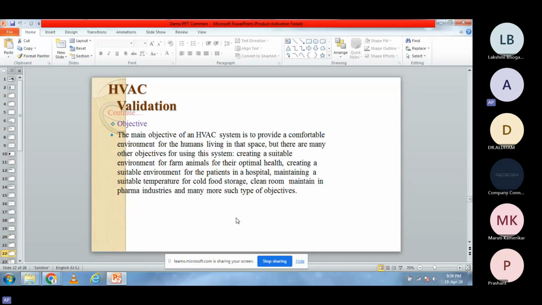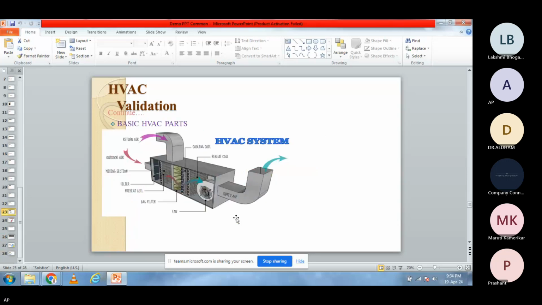With that objective, we can install this HVAC system in our farms, our food processing units, and our hospitals, and one kind of HVAC system is also our air conditioning system, which is available in everybody's home. So what are the parts of the HVAC system? This is a picture of a basic HVAC unit. One inlet air goes through the various filtrations and is supplied into the respective area.